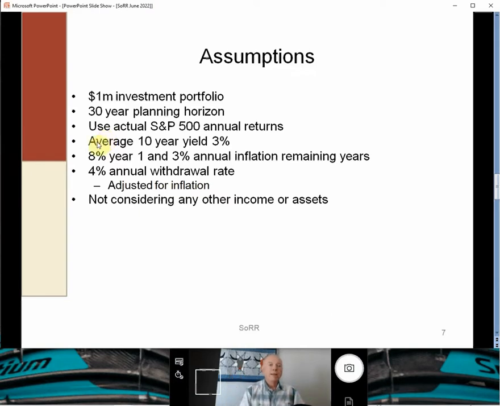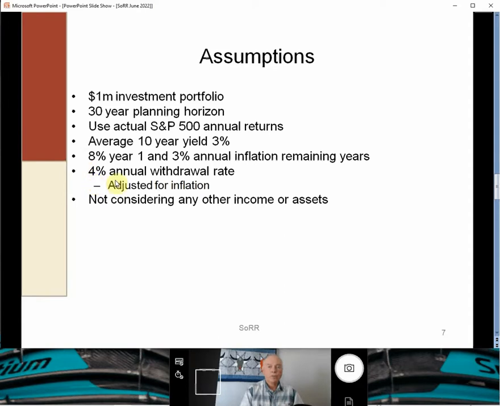And I'm using a 3% yield on the fixed income portion of those conditions, the 40% that's fixed income. I'm using the 10-year yield, which today is almost 3%. I'm starting with inflation in year one at 8%, and then I'm going to show a 3% annual inflation for the remaining 29 years.